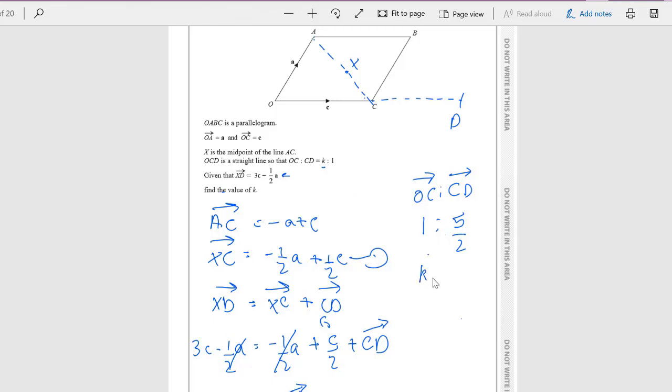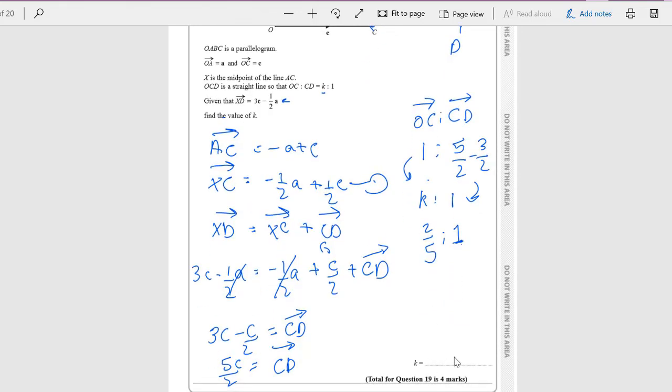But we want it in the form of k, 1. So to get from 5 over 2 to 1, we have to subtract 3 over 2. So same thing on this side. So we're going to have 2 over 5 to give us 1. Okay? And therefore, our answer is going to be 2 over 5.